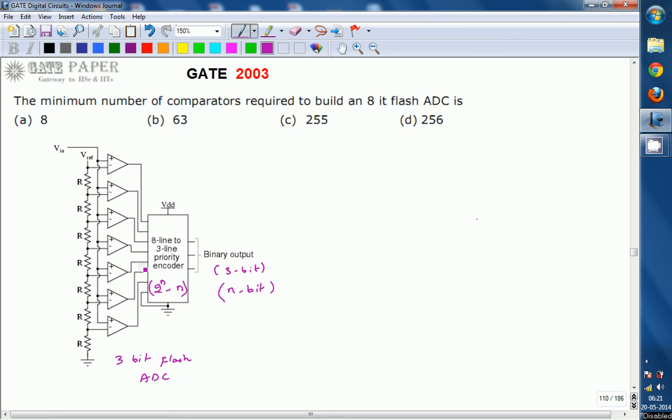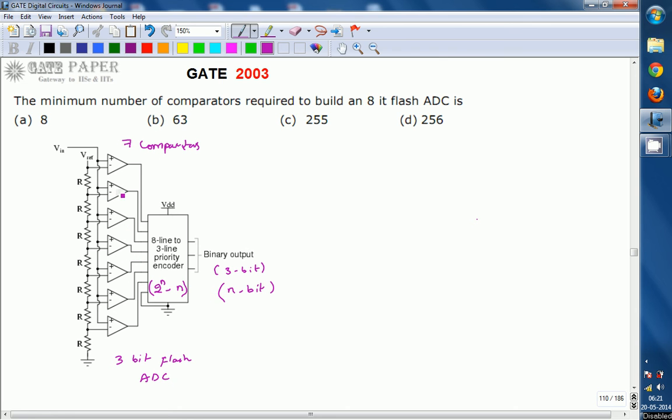Now check this. Let us assume V reference is the reference voltage we are using, and the comparators we are using are 1, 2, 3, 4, 5, 6, 7. Seven comparators are used for 3 bits.